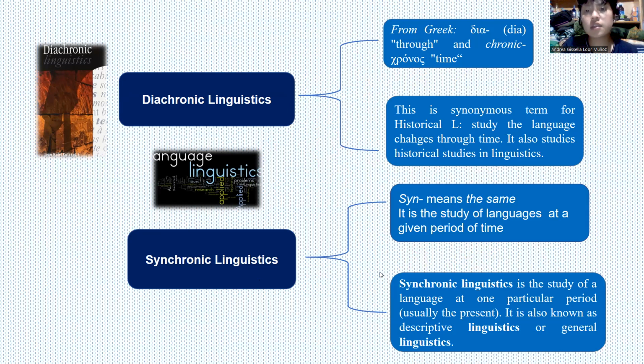Synchronic linguistics. Sync means the same. It is the study of languages at a given period of time. Synchronic linguistics is the study of a language at one particular period, usually the present. It is also known as descriptive linguistics or general linguistics.